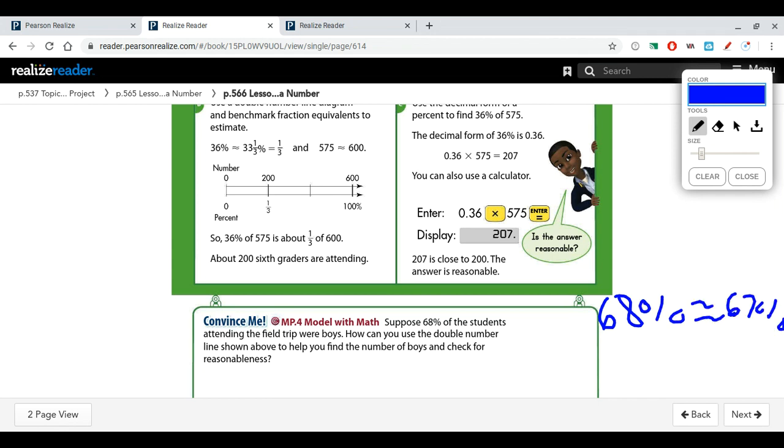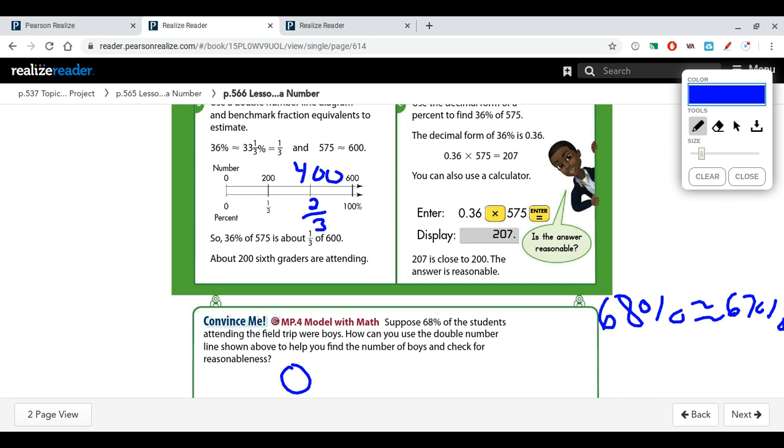So 67% is going to be 2/3. And so I look at what the amount is going to be for 2/3. Well, 1/3 was 200. So 2/3 is going to be 400. And so my answer should be around 400. Now I'm going to multiply and see.